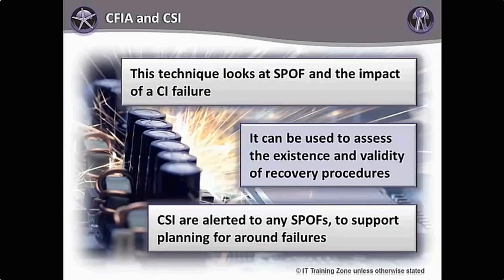The first technique we'll study is component failure impact analysis. This technique identifies single points of failure and IT services that are at risk from the failure of a configuration item. It can also be used to assess the existence and validity of recovery procedures for the selected configuration items. When a single point of failure is identified, the information is provided to continual service improvement. This information, combined with business requirements, will enable continual service improvement to make recommendations on how to address the failure.